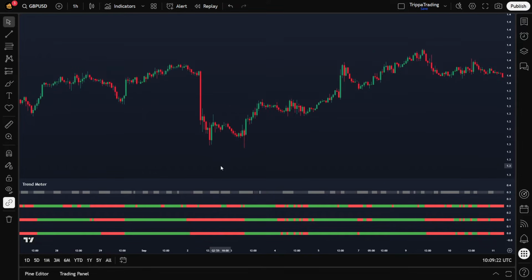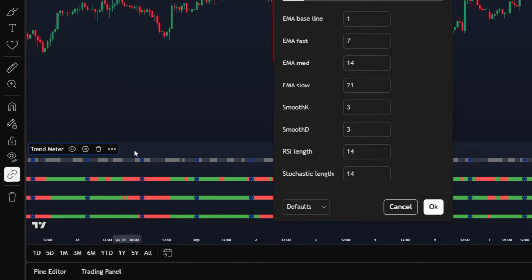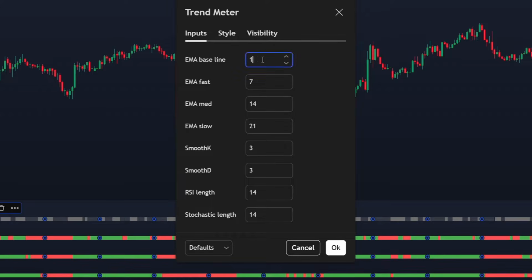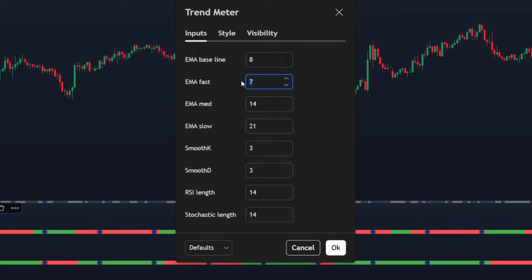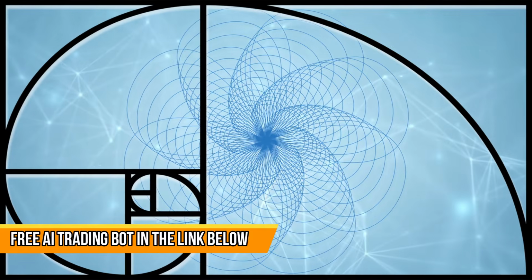They keep flipping with every small move, creating noise and false triggers. So we'll fine-tune them. Open the settings of the indicator. You can do that from here. For the EMA baseline, set the length to 8. Then set the fast EMA to 13, the medium EMA to 21, and the slow EMA to 34. These are Fibonacci numbers, and they help smooth out the structure beautifully.